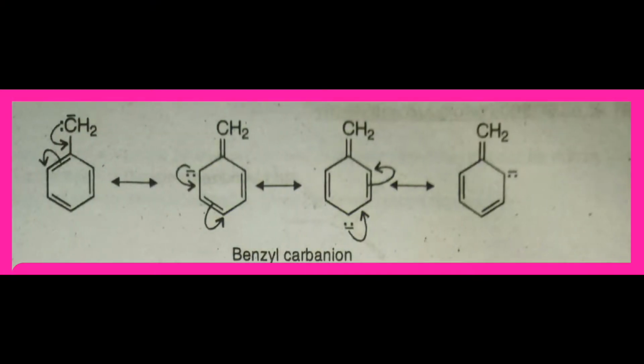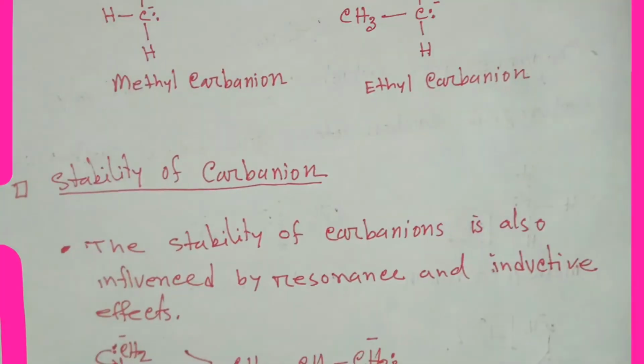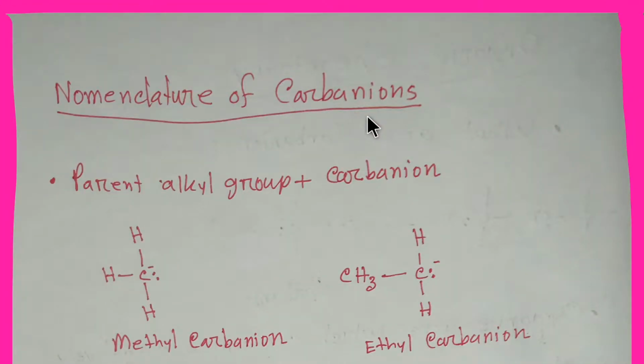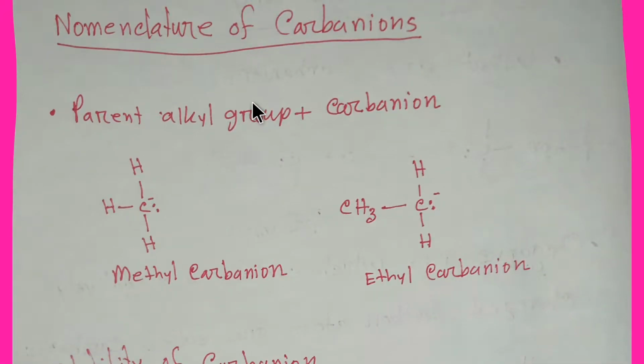Well, let me first explain the nomenclature of carbon ions. How can we name the carbon ions, right? First we have to name the alkyl group, then we have to add carbon ion after the alkyl group. This is methyl, and since there is negative charge, we have to add carbon ion. Methyl carbon ion. This is ethyl, and for negative charge we have to use carbon ion, ethyl carbon ion, right?